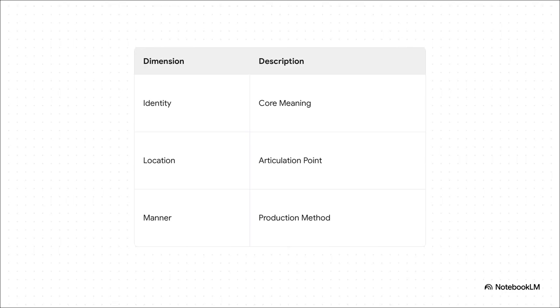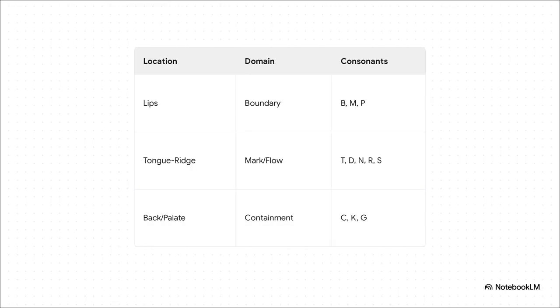First, there's its identity, which is its invariant core meaning. Second is the articulation point, meaning exactly where in the mouth you build the sound. And third is its manner of production, which dictates exactly how the air is shaped or blocked. The book describes this as highly precise engineering. Notice how the physical location in your mouth actually dictates the semantic domain.